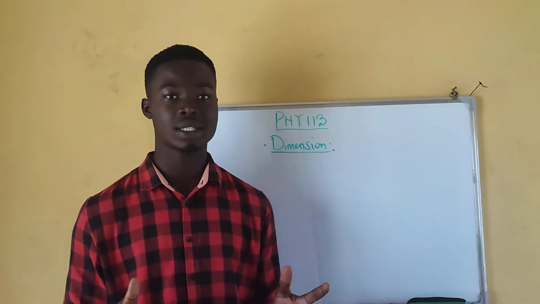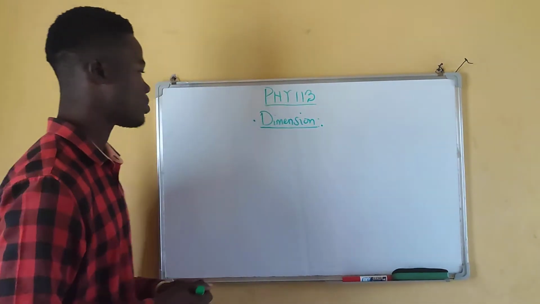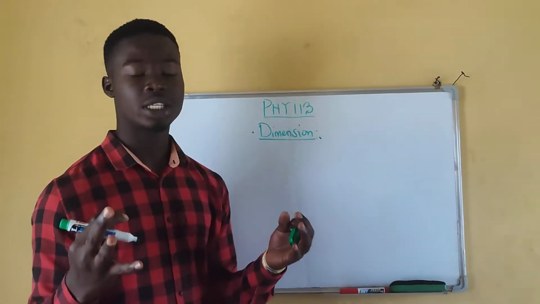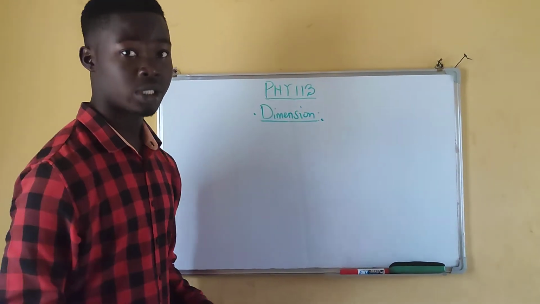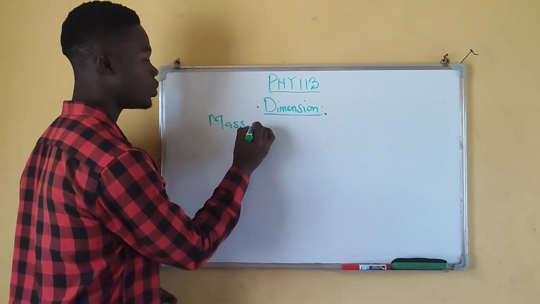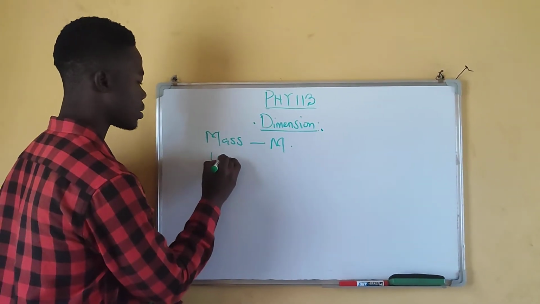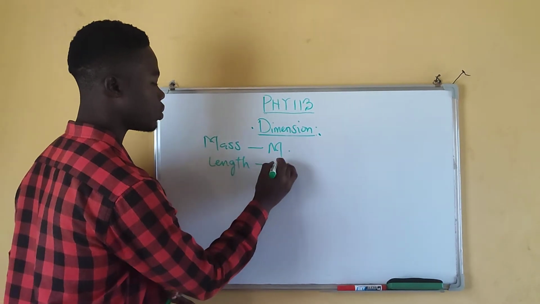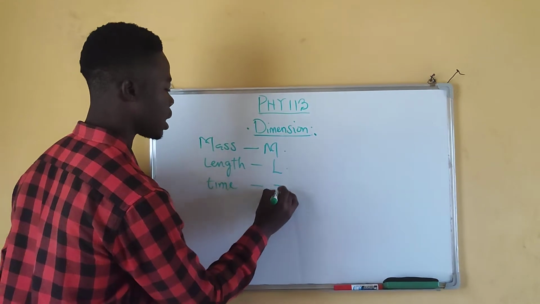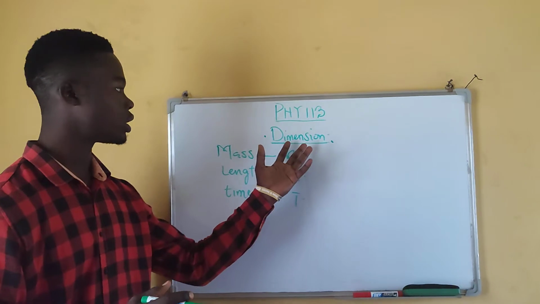So we make this very brief and very explanatory. Under dimension, there are three major things you need to know, which are the fundamental quantities in dimension. They are the mass, which is represented with capital M; the length, represented with capital L; and the time, represented with capital T. These are the three basic quantities that you'll be using in your dimension.